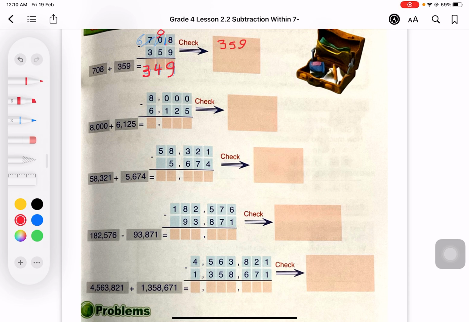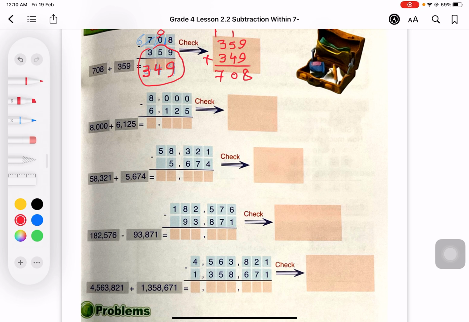Now if I want to check my answer, I will add 359 with the difference I got, 349. So you subtract, then you add these two numbers together, the opposite of subtraction, adding. So you are going to add here. 9 plus 9, 18. 1 plus 5, 6. 6 plus 4, 10. 3 plus 3, 6. 1, 7. So the answer is 708. So you notice how I solve it?